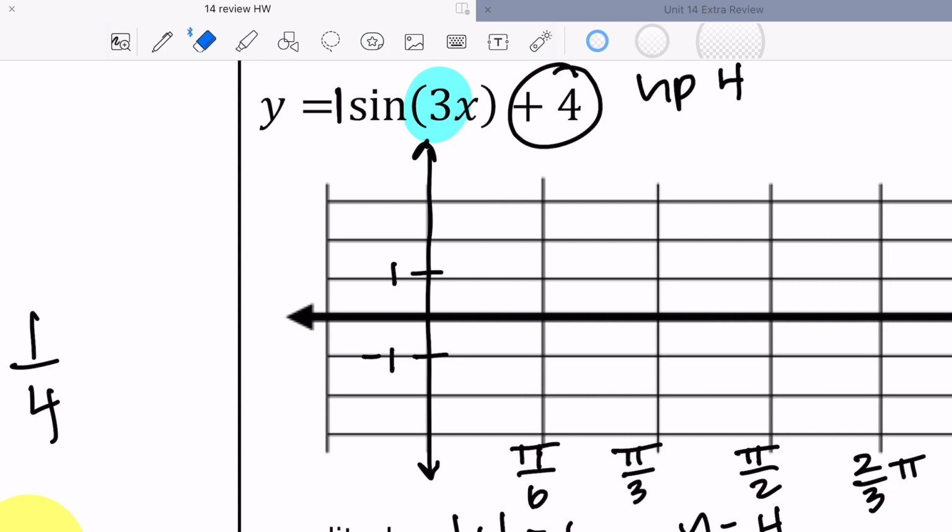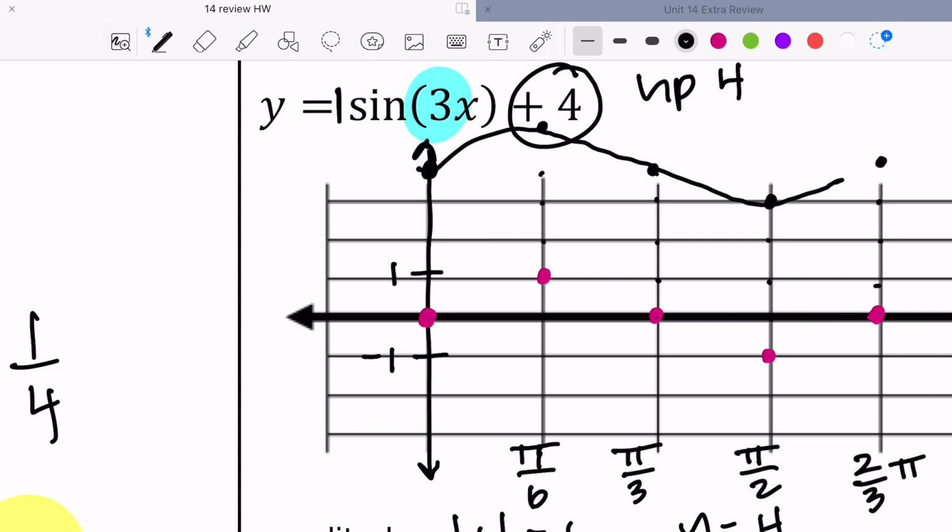Okay, and then next we have no reflection, and it's sine, so it starts on its midline. We're going to go like this, and then after that we're going to move every point up 4. So 1, 2, 3, 4, 1, 2, 3, 4, 1, 2, 3, 4, 1, 2, 3, 4. You can see that 3 of the dots are on the midline because that's how sine is.